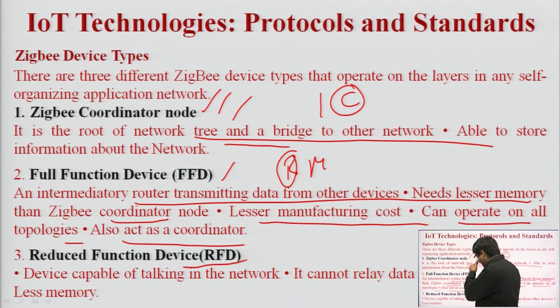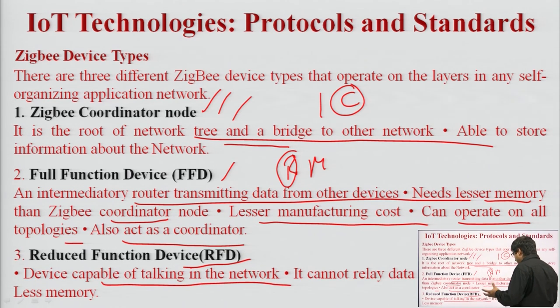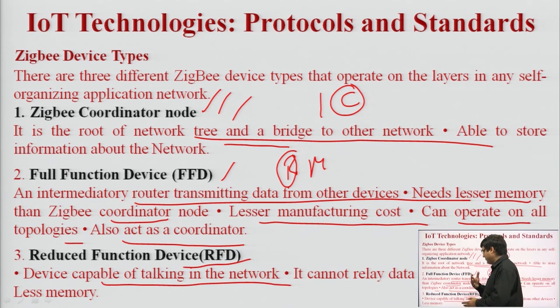It has a reduced function device, RFD. It is capable of talking within the network, and the talking within the network is carried out through the reduced function device. It cannot relay data from other devices, so it is only used for integrated devices. It has less memory.